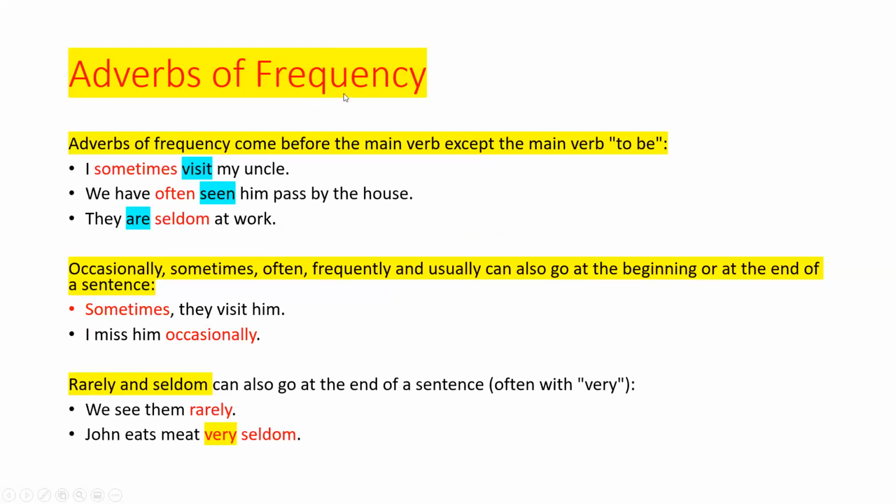Adverbs of frequency. The adverbs of frequency come before the main verb, except the main verb to be. I sometimes visit my uncle. Sometimes comes before the verb visit. We have often seen him pass by the house. Often comes before the verb seen.